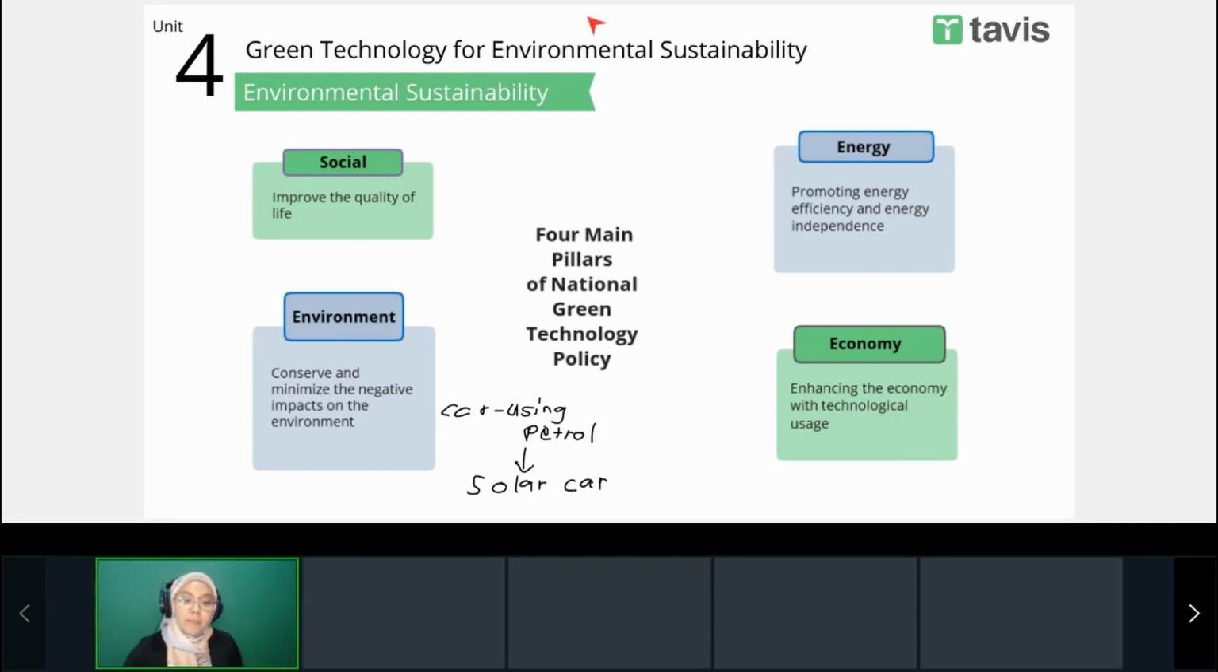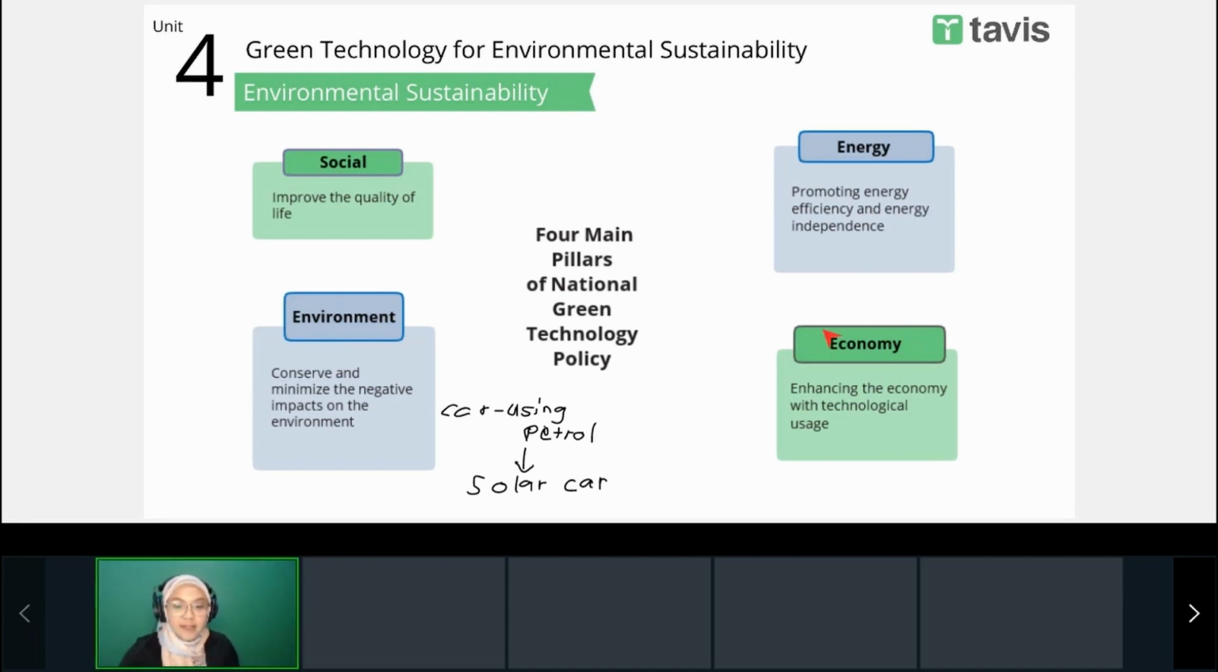Okay, then about the energy. We want to promote energy efficiency and energy independence. We don't want to depend on petrol anymore. We don't want to depend on natural gases anymore. We want renewable sources instead of non-renewable sources, okay? Promoting energy efficiency, we want to use a small amount of energy to make a huge amount of impact.